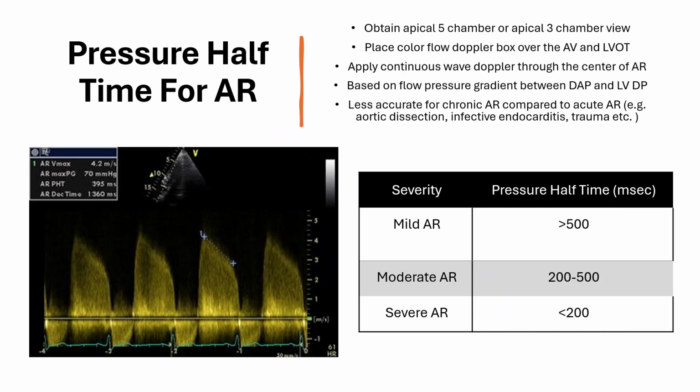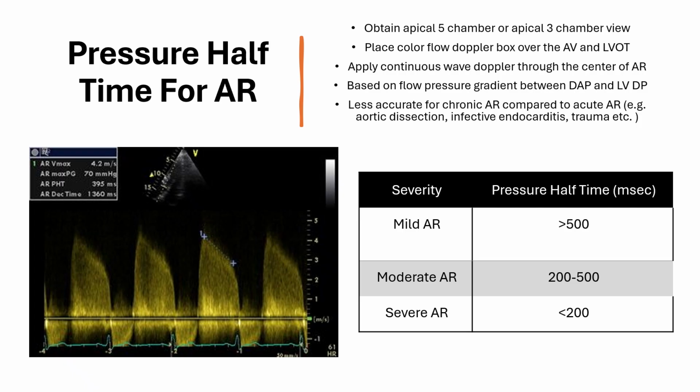Next, let's talk about the pressure half-time for aortic regurgitation. It can be used to assess the severity of AR. In order to obtain this measurement, first get either an apical 5-chamber or apical 3-chamber view. Place color flow Doppler box over the aortic valve and LVOT, and apply continuous wave Doppler through the center of the regurgitation jet. This technique is based on the pressure gradient between the diastolic aortic pressure and LV diastolic pressure.